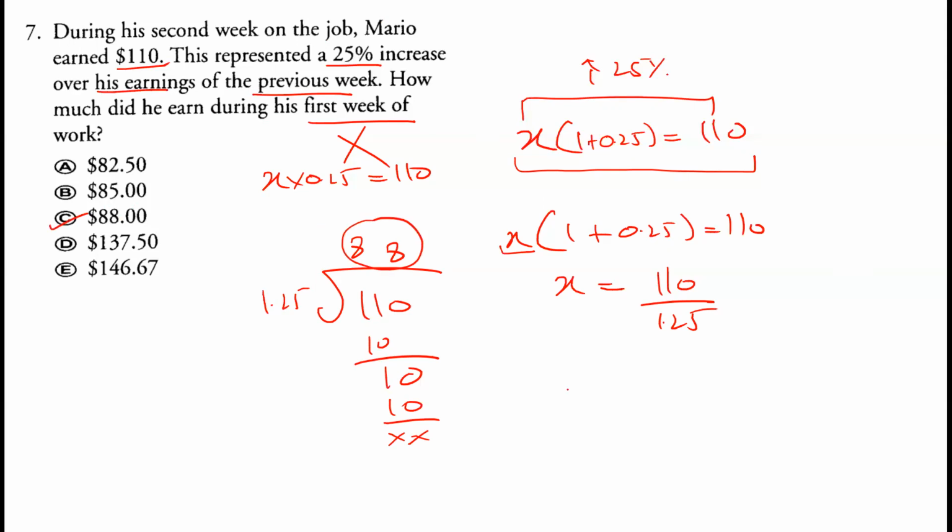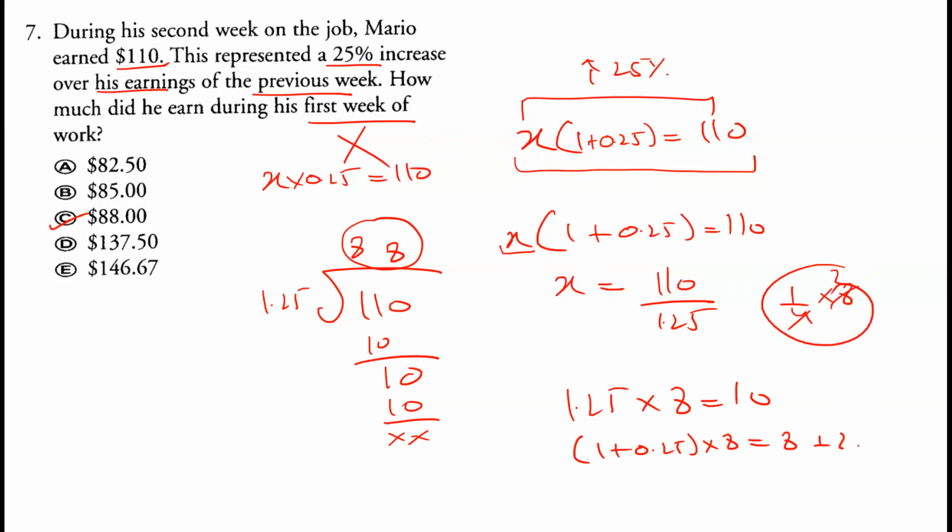We need to know this. So 1.25 multiplied by 8 equals 10. So 1 plus 0.25 multiplied by 8. Again, 8 multiplied by 1 is 8. 0.25 is 1/4, multiplied by 8 is 2. So this equals 10.